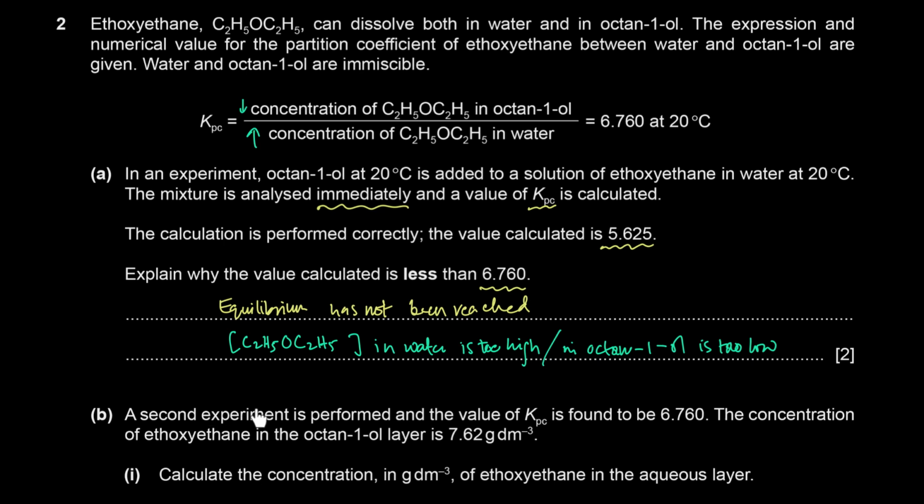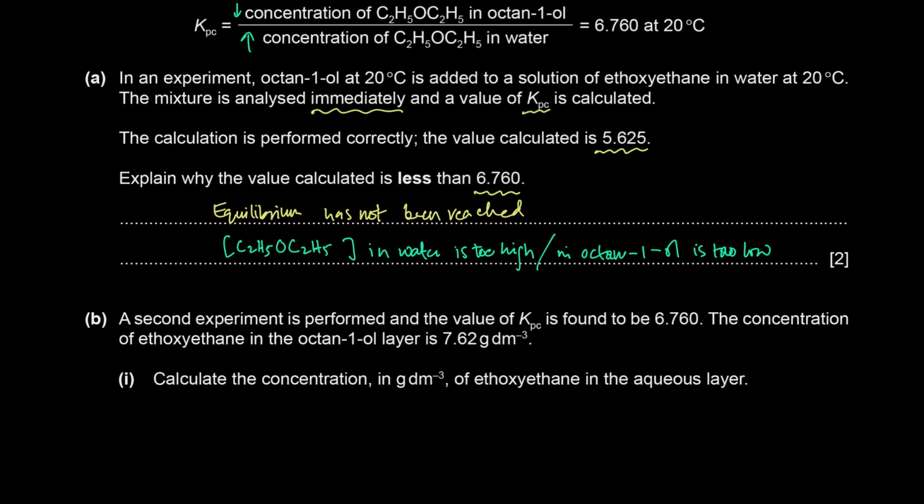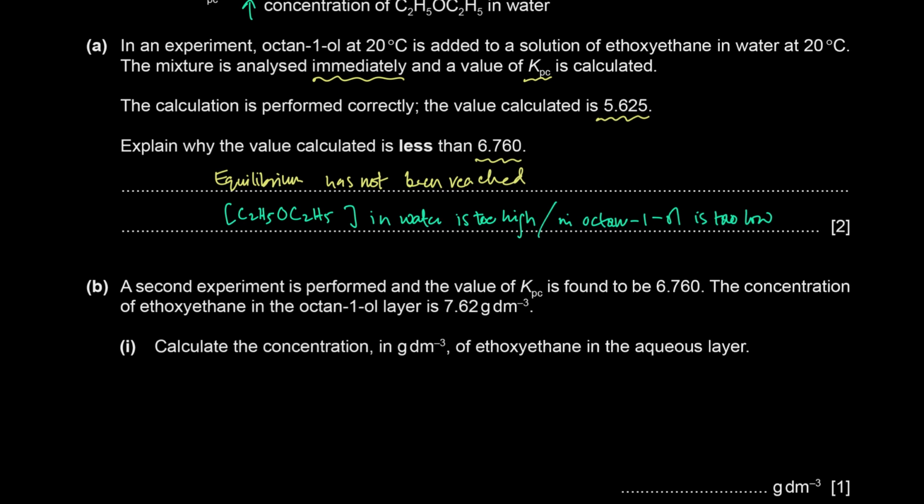A second experiment is performed and the value of Kpc is found to be 6.76. The concentration of ethoxyethane in the octan-1-ol layer is 7.62 grams per decimeter cube. Calculate the concentration in grams per decimeter cube of ethoxyethane in the aqueous layer.